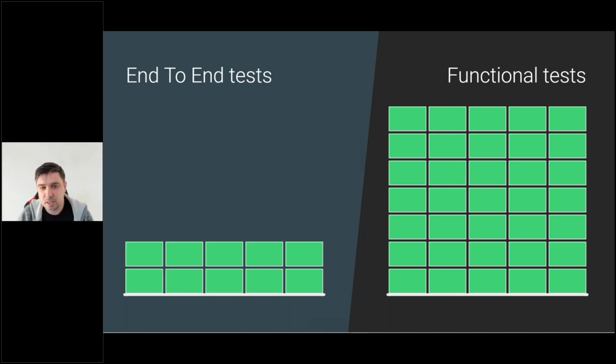So in this case, I propose to have a lot of functional tests and not so many end-to-end tests. It still will be pretty fast, because a lot of functional tests will be pretty fast, and a few end-to-end tests, of course, will be slow, but they can check the whole application.